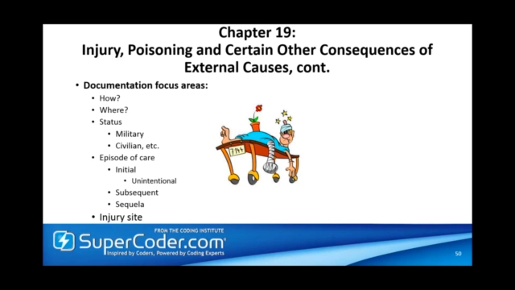Where is the place of occurrence, such as school, work? What is the patient's status? Are they civilian, military? What is the episode of care? Is it initial, subsequent, sequela? For initial encounters, you may also need to include the intent. Make sure that the injury site is as specific as possible.